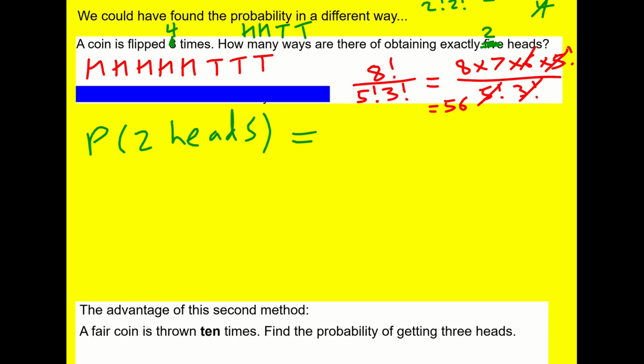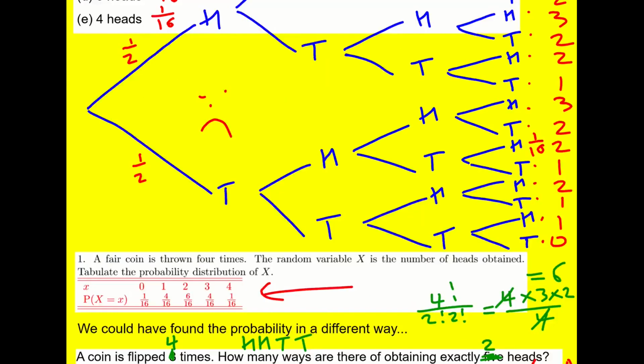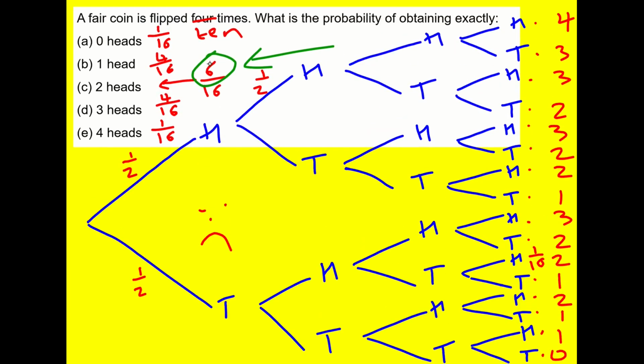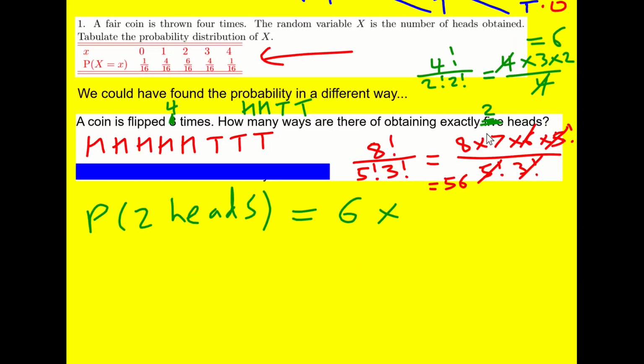That is going to equal, well, there are 6 ways that I can get 2 heads, but then I'm going to need to multiply along the tree diagram. So I've worked out the number of ways, but then I need to multiply by a half, then a half, then a half, then a half to get the probability for one part of the tree diagram.